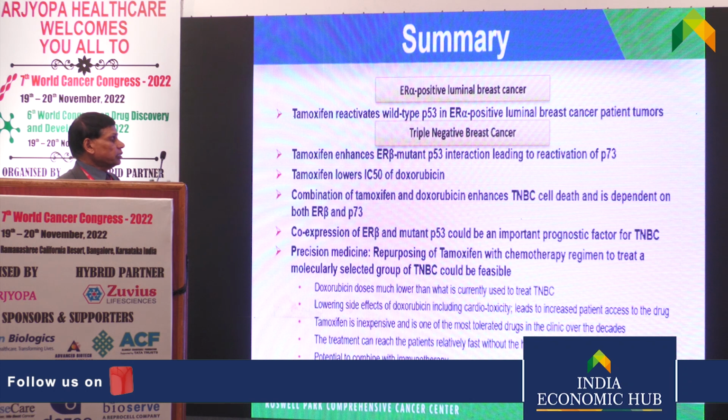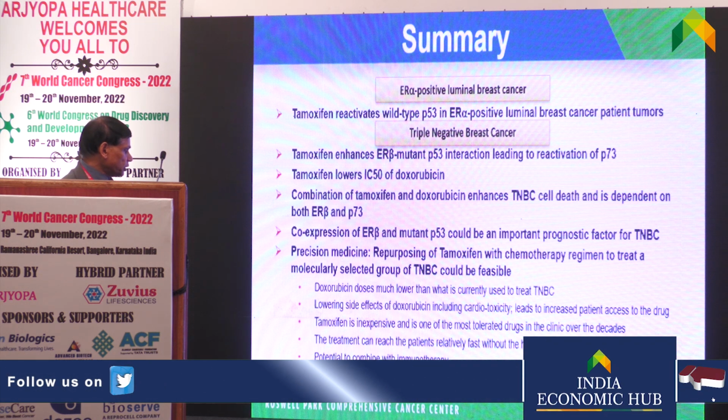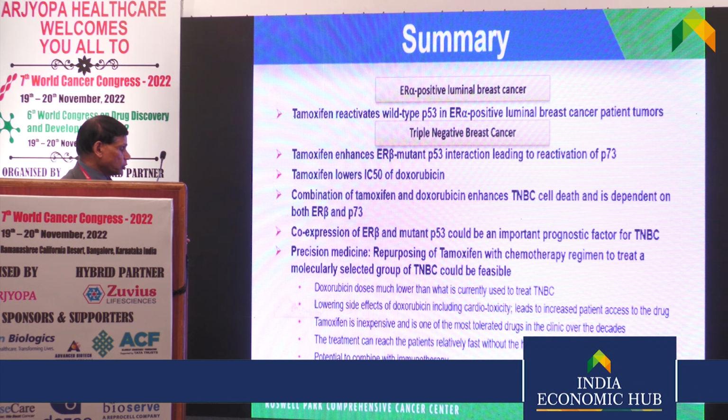could be feasible. This is especially relevant in developing countries like India because tamoxifen is a well-known drug. It is a low-cost drug, not like many other new therapeutic agents. It is very affordable to most people. So a doxorubicin dose much lower than what is currently used can be used if this is successful, lowering the effect of doxorubicin, including cardiotoxicity.